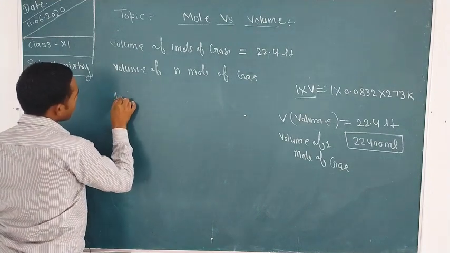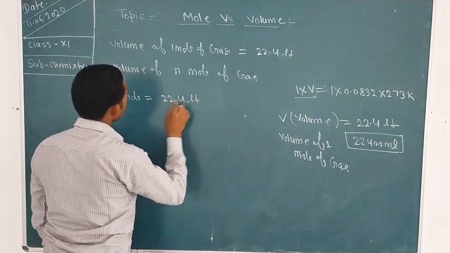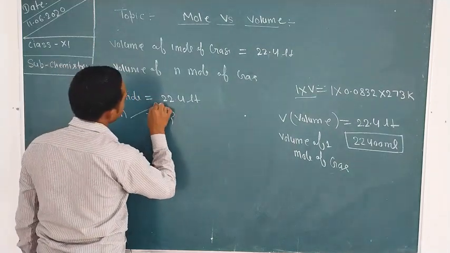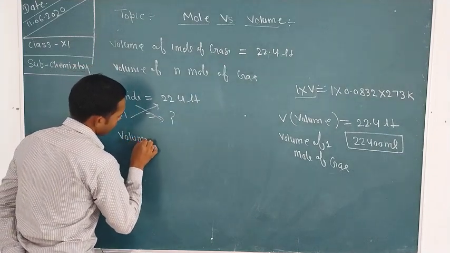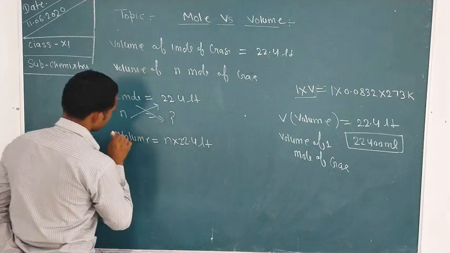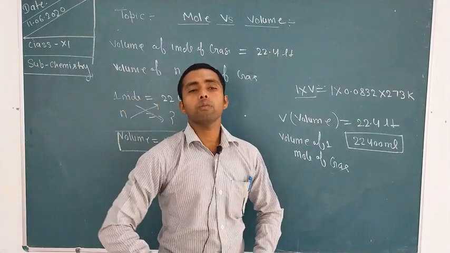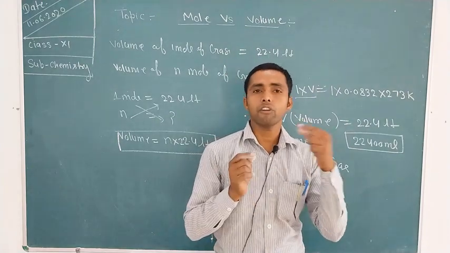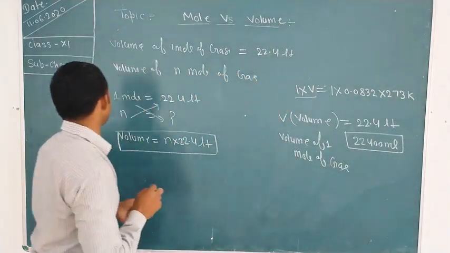We know that 1 mole occupies 22.4 liter. So n moles occupy how many liters? We only do cross multiplication, then we find volume equal to n into 22.4 liter. So it is our simple formula. By using this formula we easily find the volume for any number of moles of gases. Suppose I take a simple example.